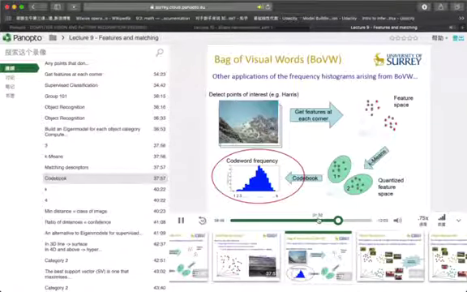So let's suppose that this interest point ends up mapping through to 1. This interest point maps to 2. This interest point maps to 2. This one maps to 2. This one maps to 5. This one maps to 10. Okay? And then we count it up, and that gives us one histogram for the image.